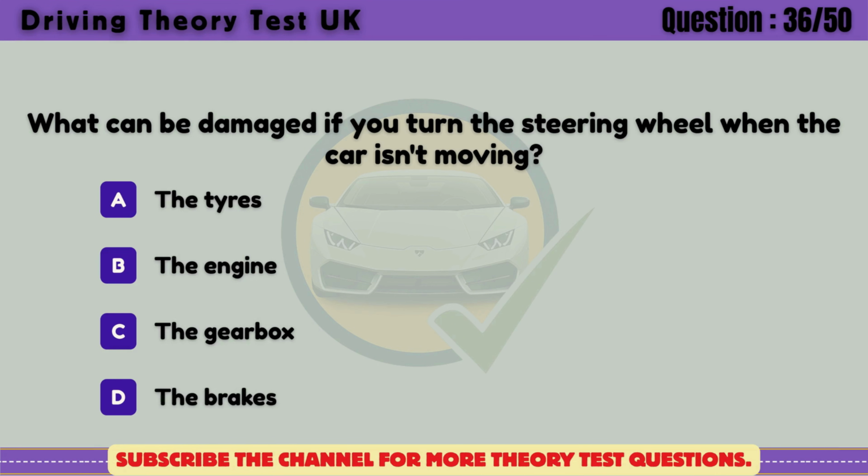Question 36. What can be damaged if you turn the steering wheel when the car isn't moving? Option A. The tires. B. The engine. C. The gearbox. D. The brakes.